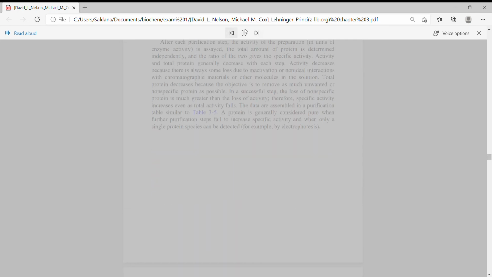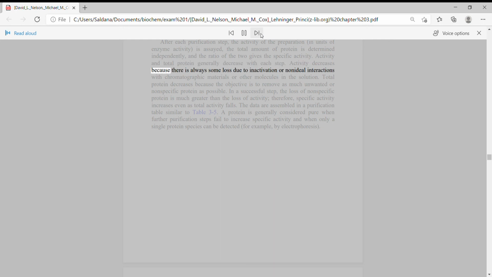After each purification step, the activity of the preparation, in units of enzyme activity, is assayed. The total amount of protein is determined independently, and the ratio of the two gives the specific activity. Activity and total protein generally decrease with each step.